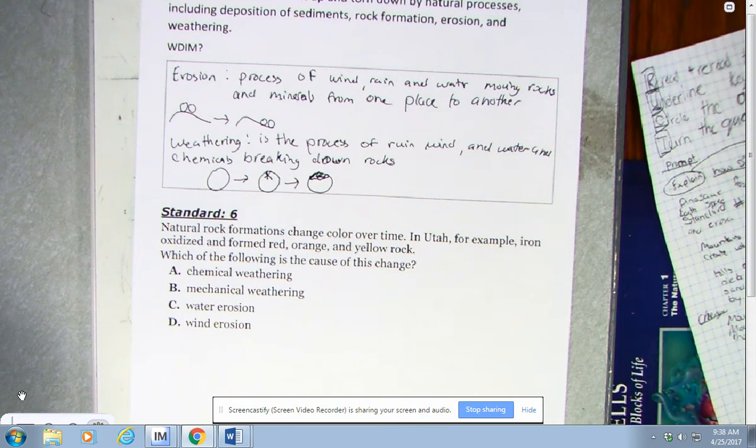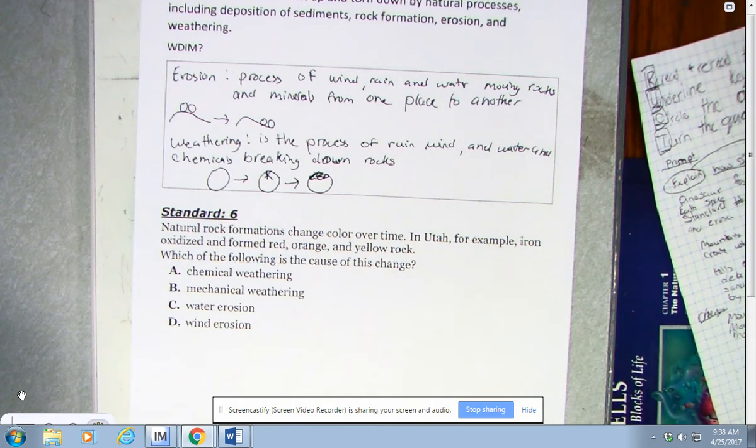The answer would be A, because when a rock changes color, it's chemical, so it'd be chemical weathering. It wouldn't be B, because mechanical weathering is physical change, while water erosion is when a rock is moved, and D is wind erosion, when wind moves rocks. So the answer would be A.